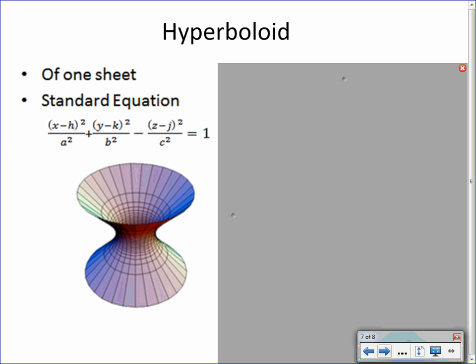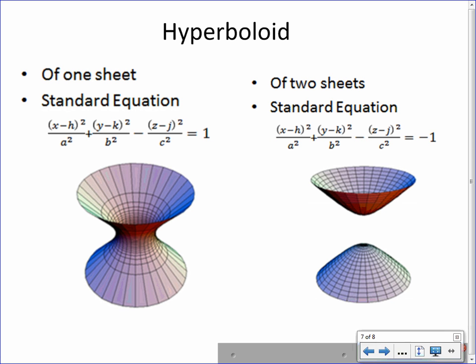All right, one more kind. A hyperboloid. There's two different kinds. This is a hyperboloid of one sheet. This is a hyperboloid of two sheets. What does that mean? It's like if it's connected. This is connected for one figure. This is disconnected, so there's two pieces.